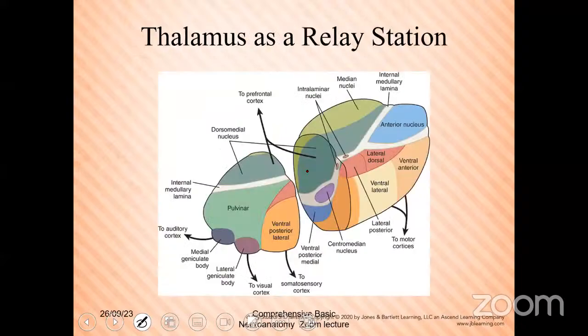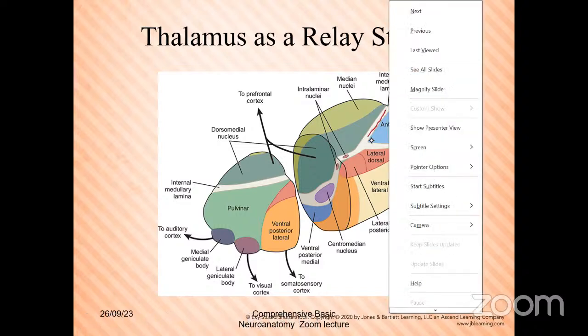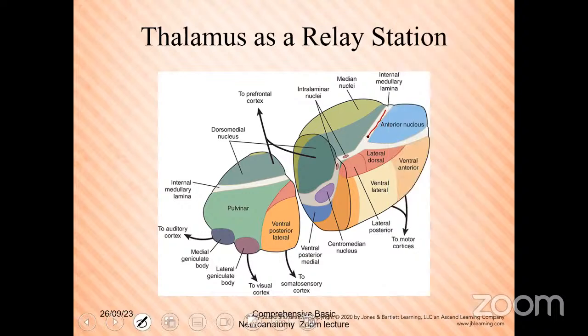And it's a relay station. It has various nuclei, and these nuclei can be divided into three types, and the internal medullary lamina divides them into the anterior nucleus, ventral anterior, ventral lateral, and also lateral dorsal. So these are the nuclei which are doing various functions, which we'll discuss later.